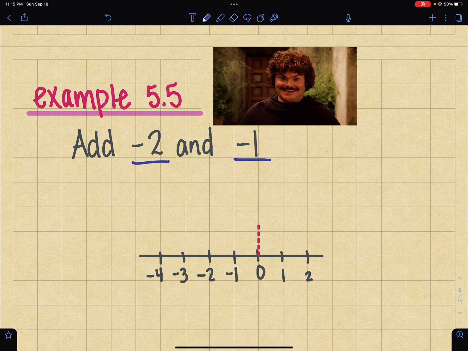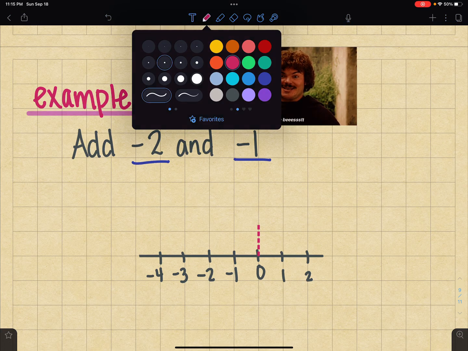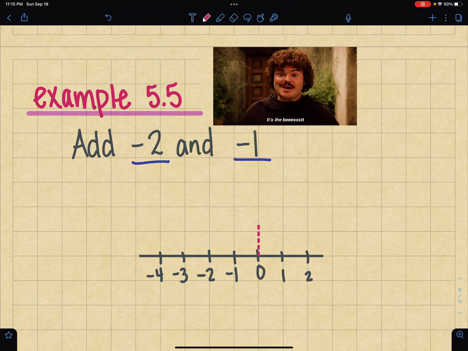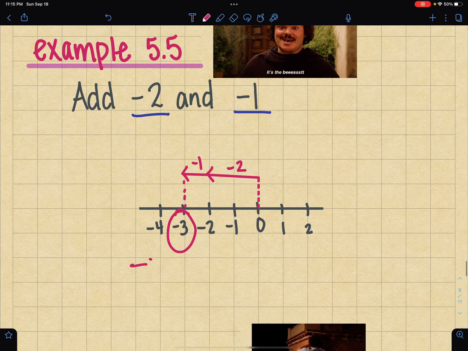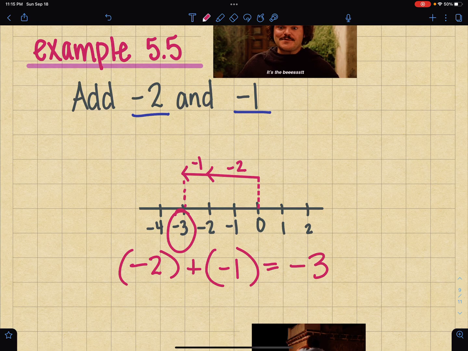Okay, we're going to start at 0. We're going to go dot, dot, dot, dot, dot, dot, all the way up. And then I'm going to use a brighter color because I like bright colors for this. We're going to start with negative 2, so I'm going to go 1, 2. Okay, negative 2. And then they want us to add negative 1. Now it's negative, so I'm going to go to the left again. So I'm just going to put it there, negative 1. And then I ended up at negative 3. So we can see from this example that negative 2 plus negative 1 equals negative 3. That's how you would write it.